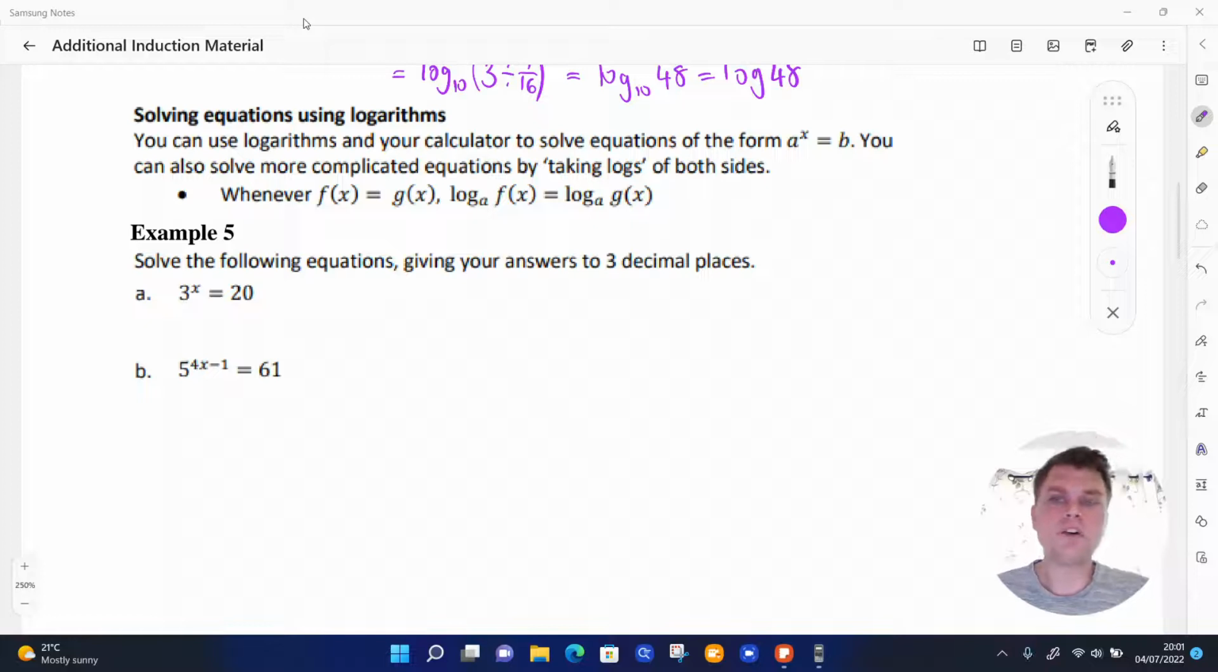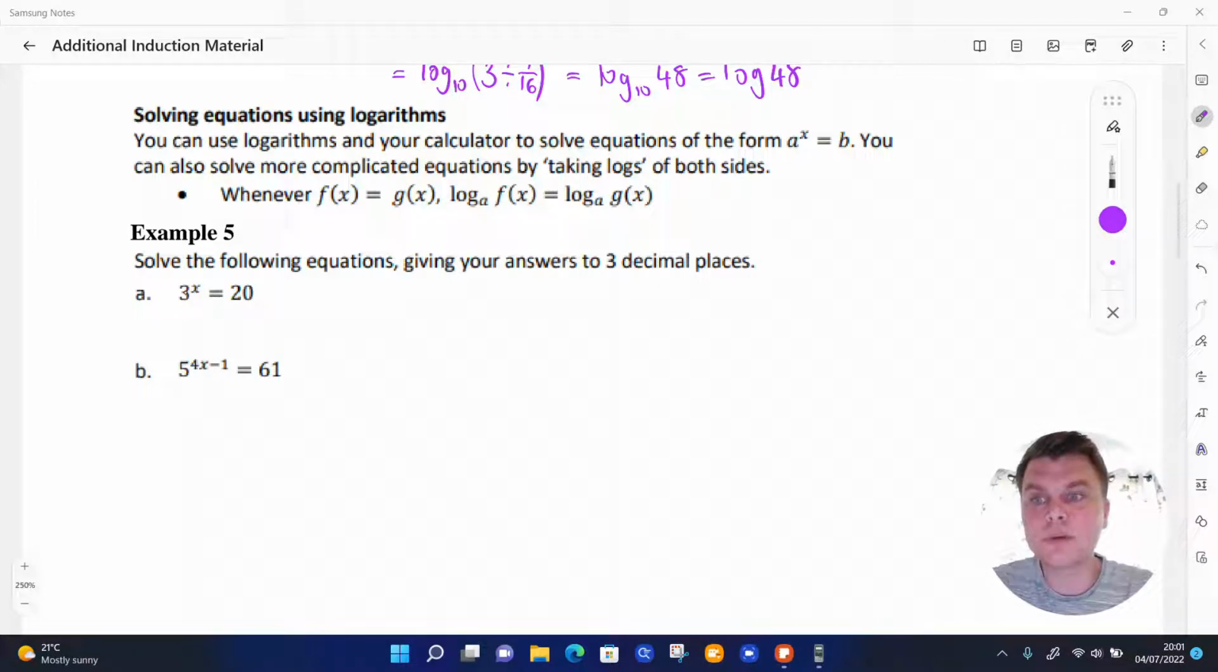Right, for example 5, we've got some examples of questions where you are not going to get a nice integer answer and you are going to need to use a calculator. So for the first one, 3 to the power of x equals 20. We can solve for x by taking logs of both sides, or we can identify what that base is and just make it easy for ourselves and do that calculation.